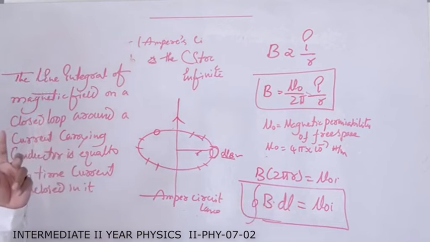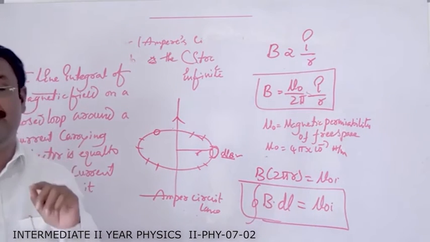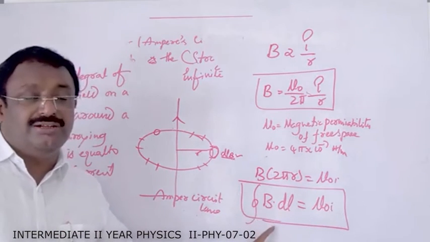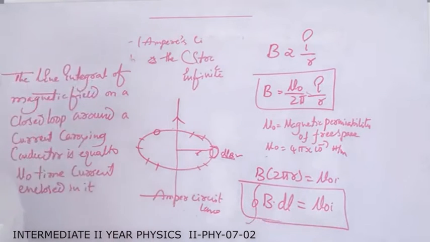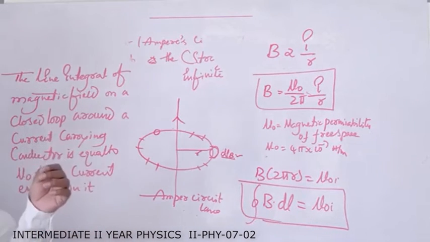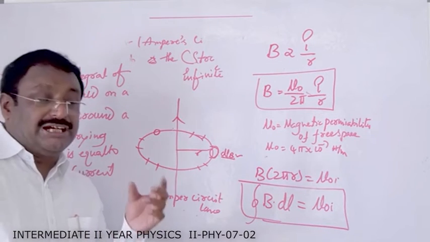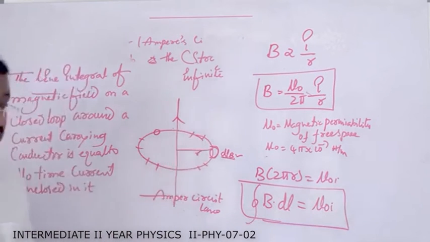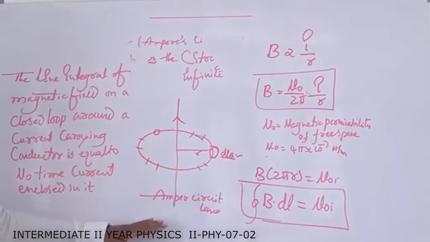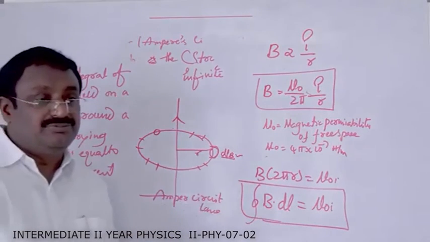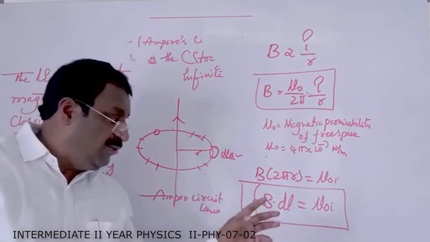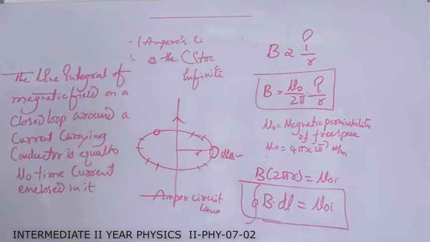Whereas Biot-Savart law is based on experimental results, Ampere's law is purely mathematical. In the Biot-Savart law, the current is asymmetric, fluctuating with time. But in the case of Ampere's law, the current is symmetric, not fluctuating with time. So where there is symmetry, we can use this Ampere's law.